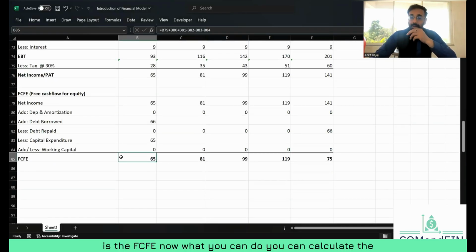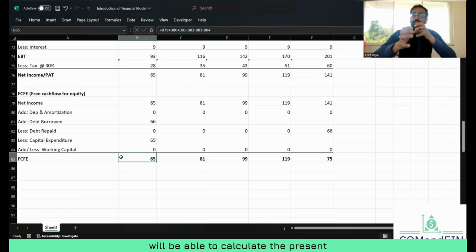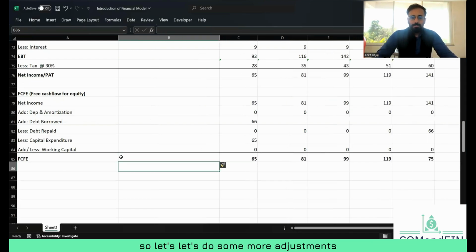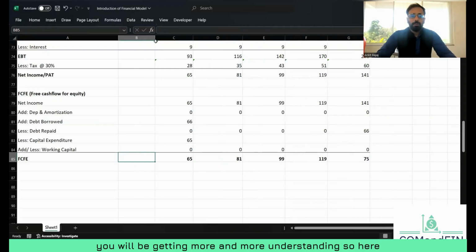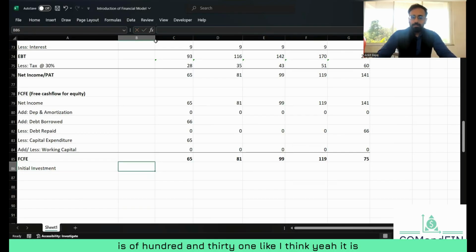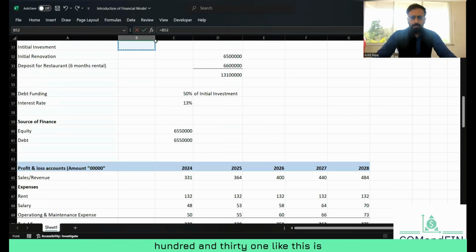So we have calculated the values here. This is the FCFE. Now you can calculate the present value of these amounts, and you will be able to calculate the present value of FCFE. Now we have to do a few more adjustments, so let's do some more, and you will get more and more understanding. So how much have you invested? If I talk about the initial investment, it is 131 lakh, I think. Yeah, it is 131 lakh. This is your initial investment.